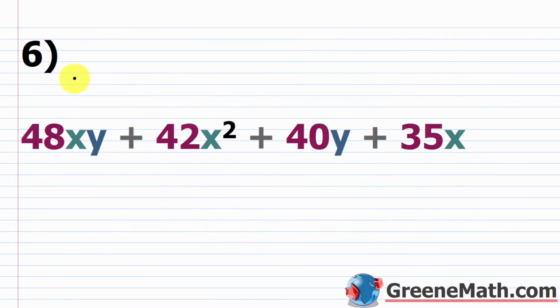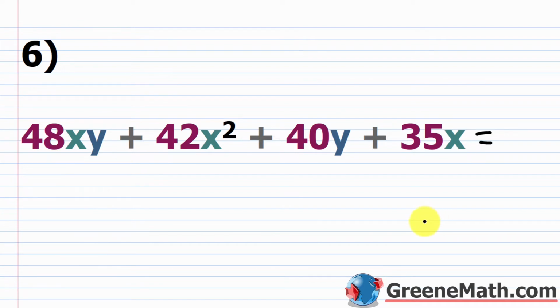All right, let's look at problem number 6. So we have 48xy plus 42x squared plus 40y plus 35x. The GCF here is 1. And the way you can tell really quickly is 35 is 5 times 7. Well, 48 is not divisible by 5 or 7, so you can just stop, okay? So the GCF is 1.